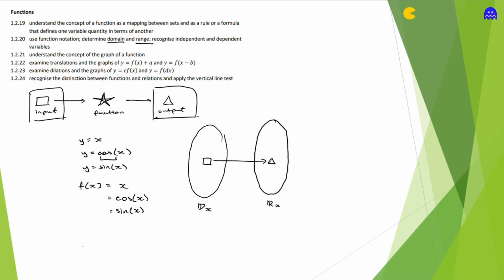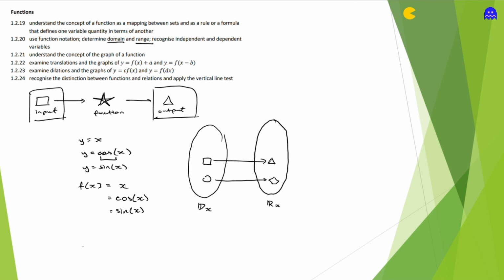Okay? And so in the case of our square maps to a triangle, we could have a circle that maps to a pentagon, let's say. The important thing is that each component in the domain will only map to one corresponding value in the range. So in this sense, it's a mapping of what your domain is onto a range.